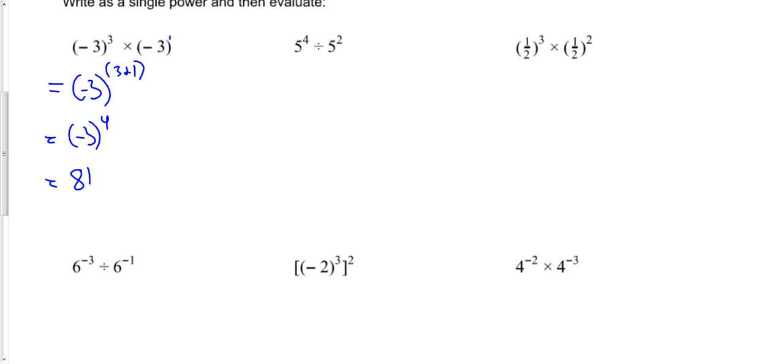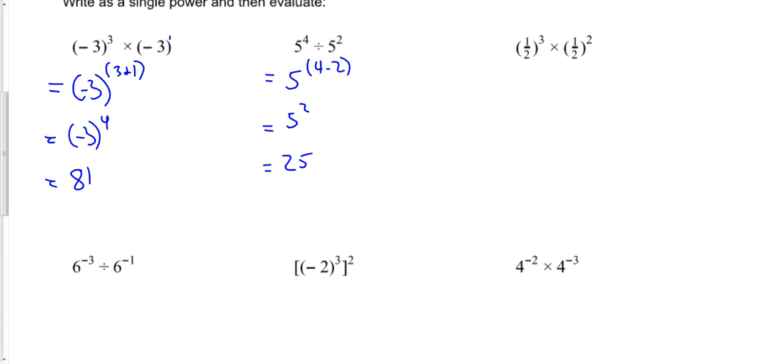Okay. The next example here, we've got two powers with the same base. They're being divided. So we subtract the exponents from each other. So we end up with 5 squared. 5 squared is equal to 25.